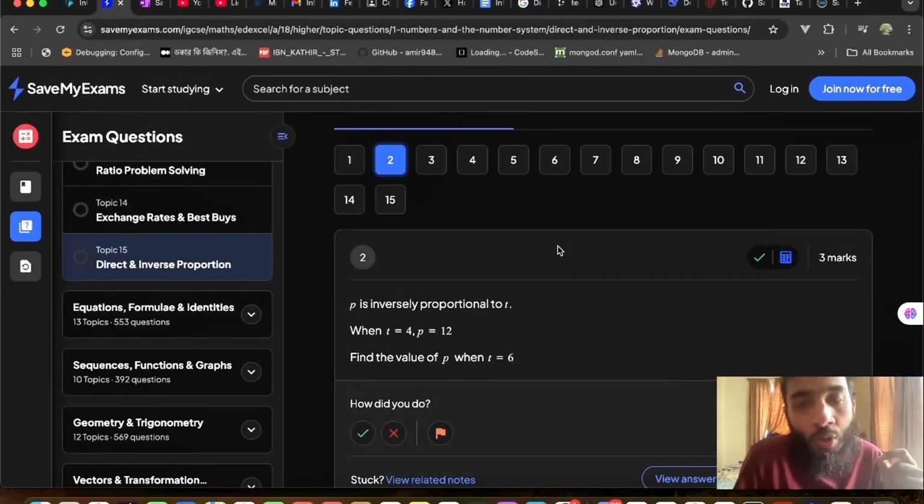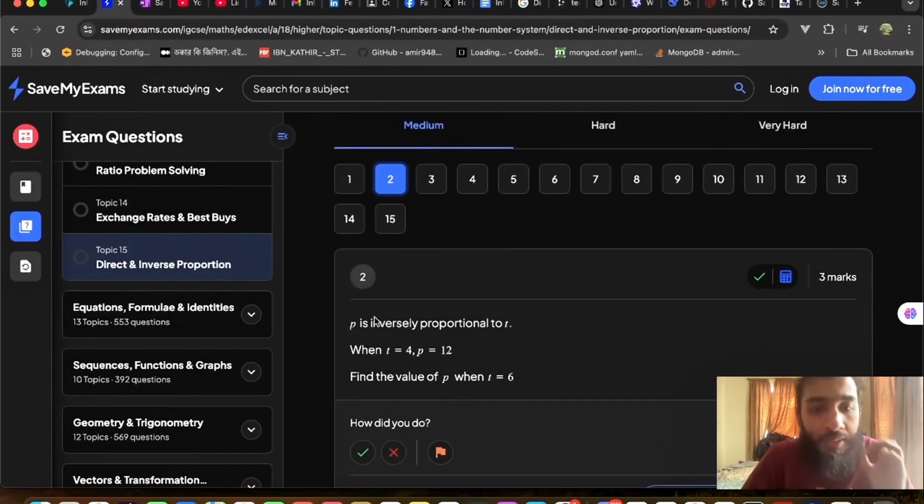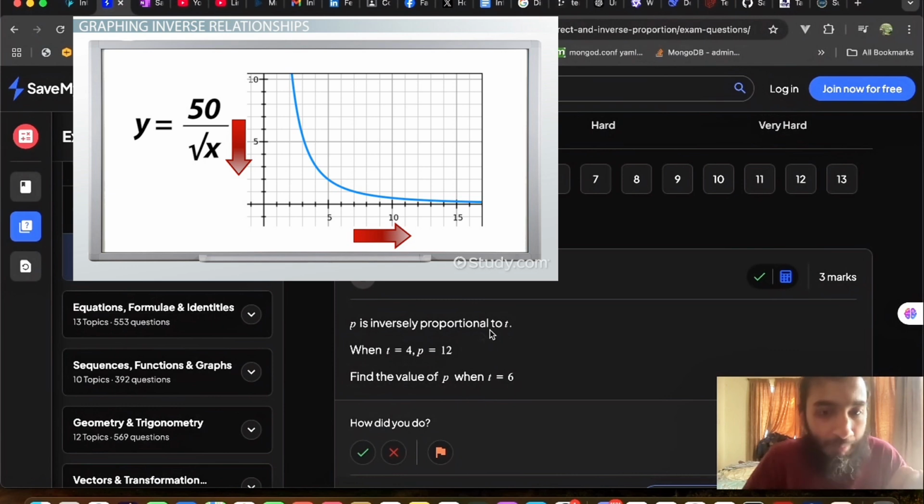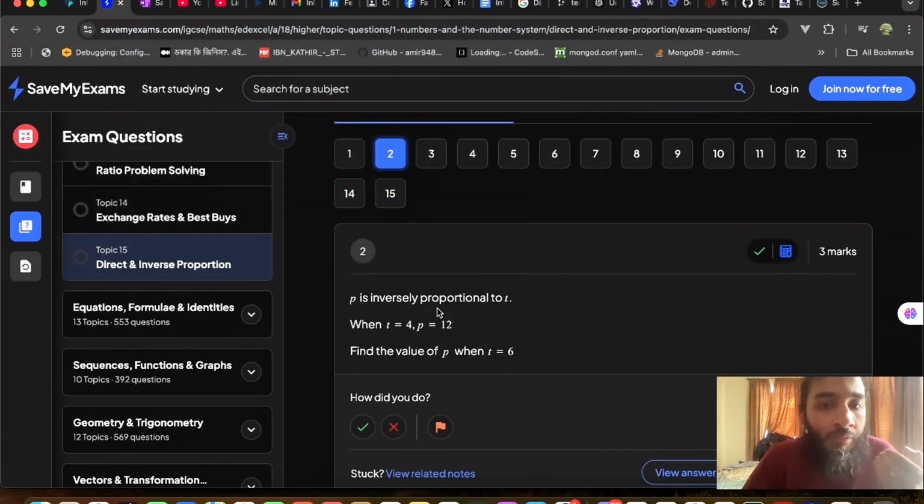If I now focus on problem number 2, let's read the problem. It says P is inversely proportional to T. Inversely proportional means when P increases, T decreases, and vice versa. When T is 4, P is 12. You have to find the value of P when T is 6.